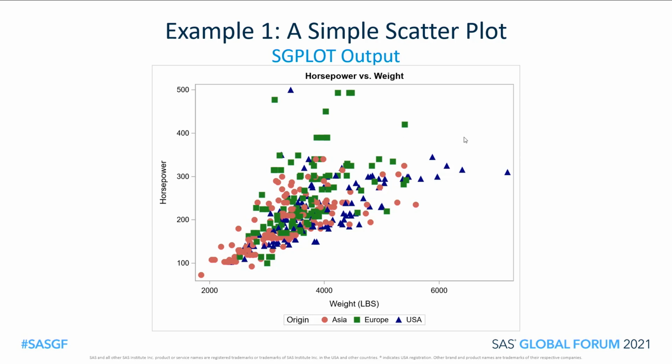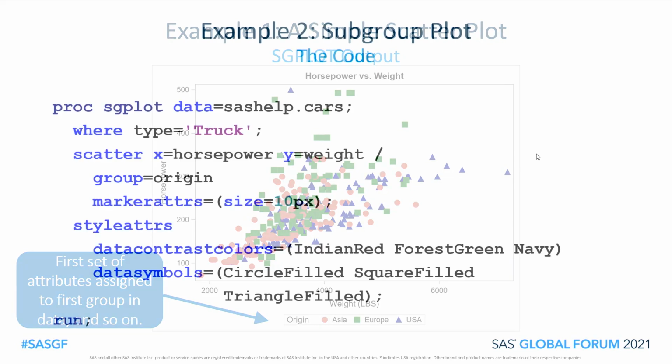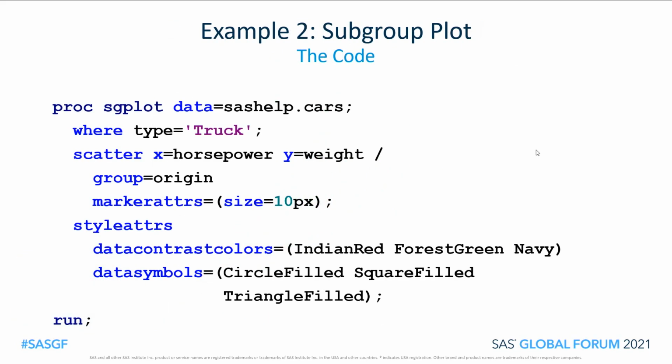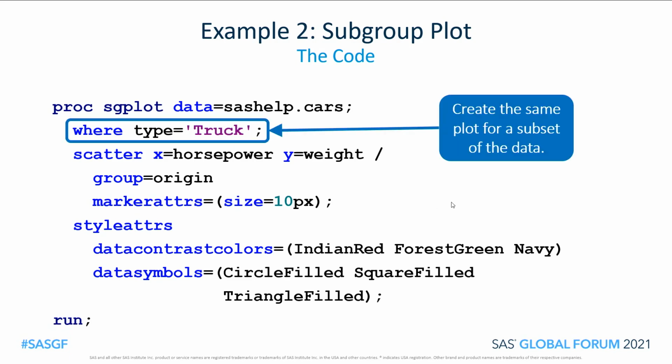In example 2, we're going to take a subset of this data set. Specifically, we're only going to look at the trucks. So this is the exact same PROC SGPLOT code that we had on the first example, except I added a where statement, where type equals truck. Remember, type was one of the variables in sashelp.cars. It has 6 types of vehicles, and truck is one of them. So otherwise, this is the same code, and we run it, and we get this output.